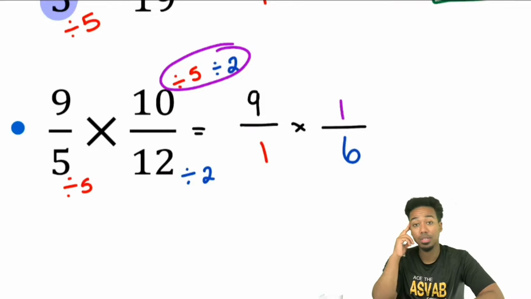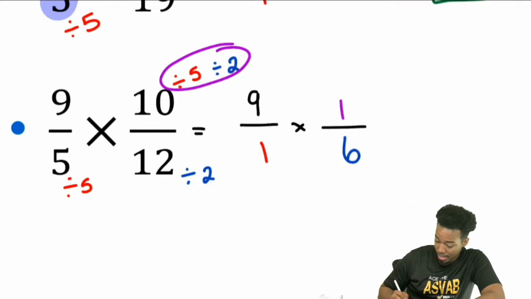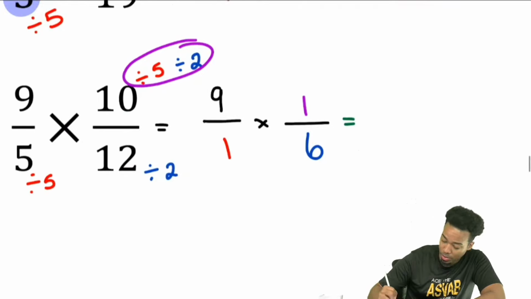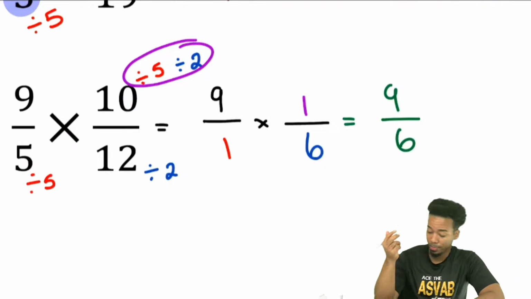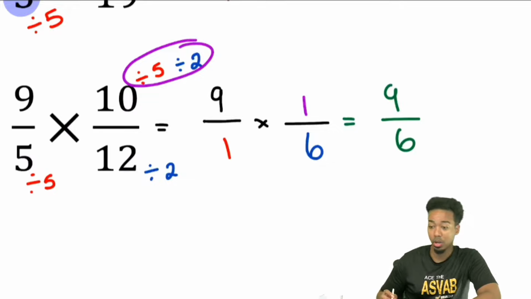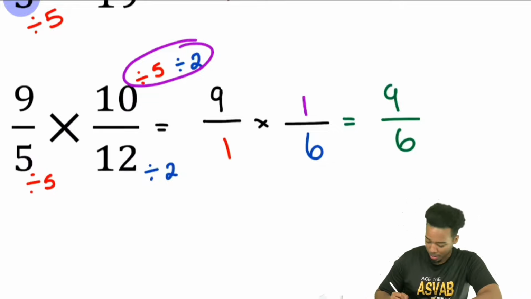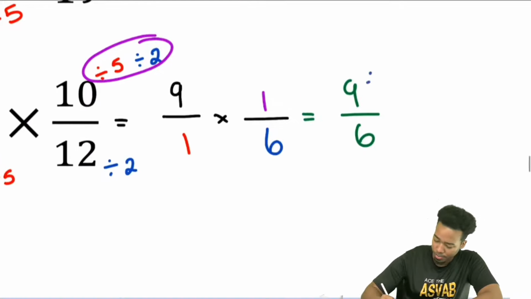So now I have the easiest math problem ever. I got 9 times 1 over 1 times 6. That's going to make my life so much easier. Even though I'm not done simplifying, I have a much easier problem now. Now all I have to do is figure out what goes into 9 and 6. Yep, we can divide by 3. And we're set.